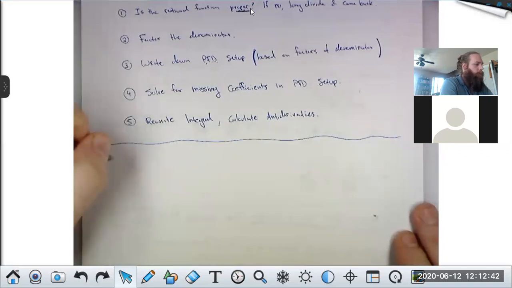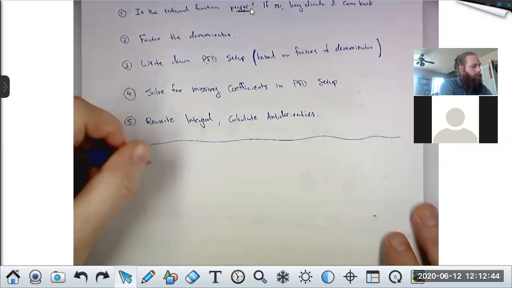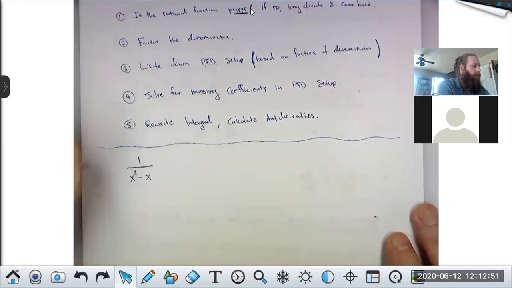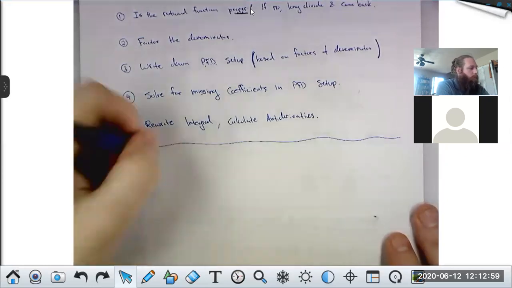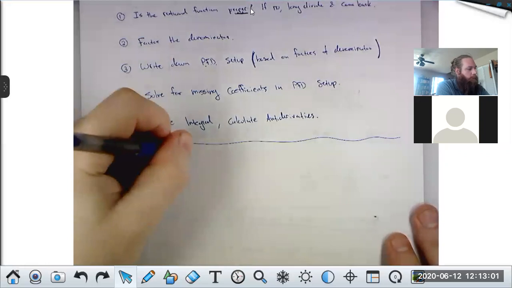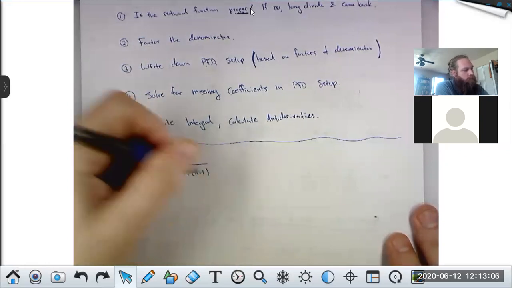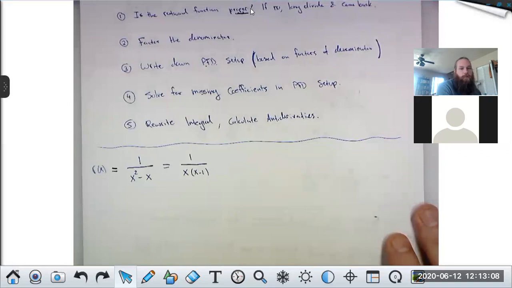Again, this is just algebra. So if I have the rational function 1 over x squared minus x, I'll call this r of x. That is a proper rational function. So I will factor the denominator. These are the factors of that denominator, right? x and x minus 1.